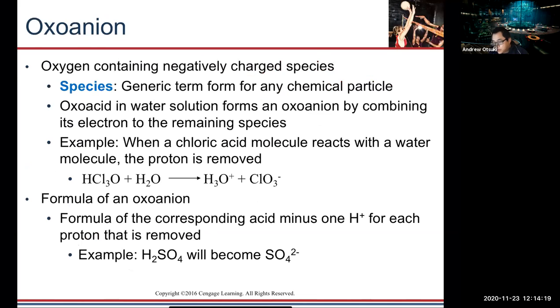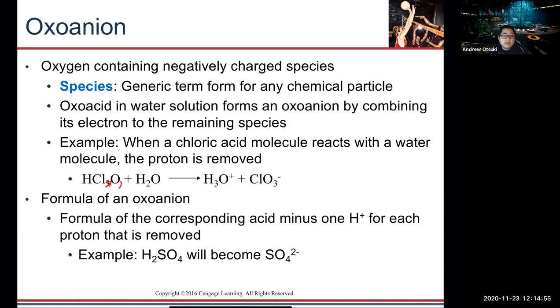Okay, so now we have to talk about another type of naming, and that has to do with the ions that we form. When we have an oxoanion, that means it's an anion that's formed by the removal of a hydrogen or proton from an acid, and that's what we call an oxoanion. For example, we have chloric. So this is another typo. Sorry, guys.